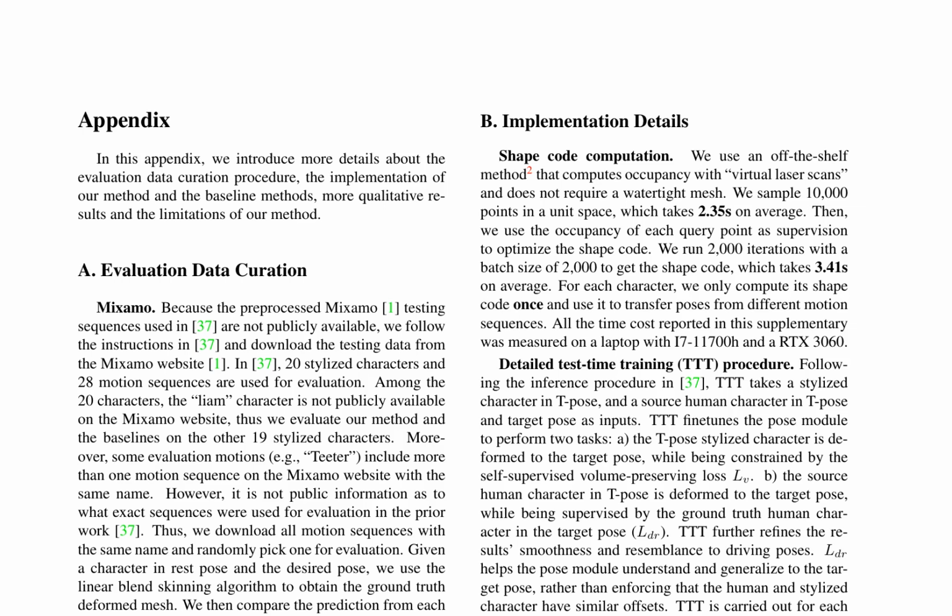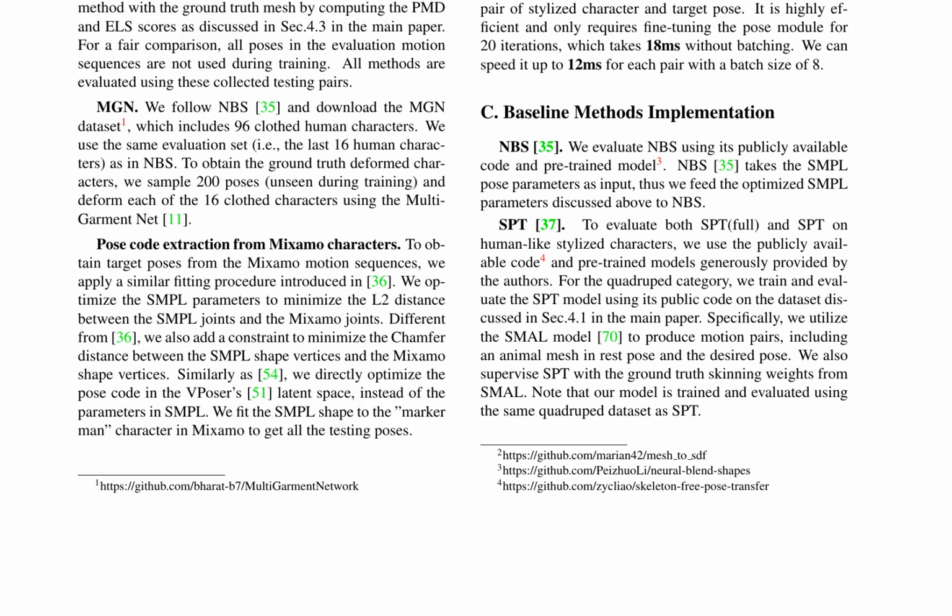For the MGN dataset, they use the last 16 clothed human characters and sample 200 poses unseen during training to obtain ground truth deformed characters using the multi-garment net [11]. The proposed method's implementation involves computing occupancy with virtual laser scans and optimizing the shapecode with a batch size of 2000, taking an average of 3.41 seconds.